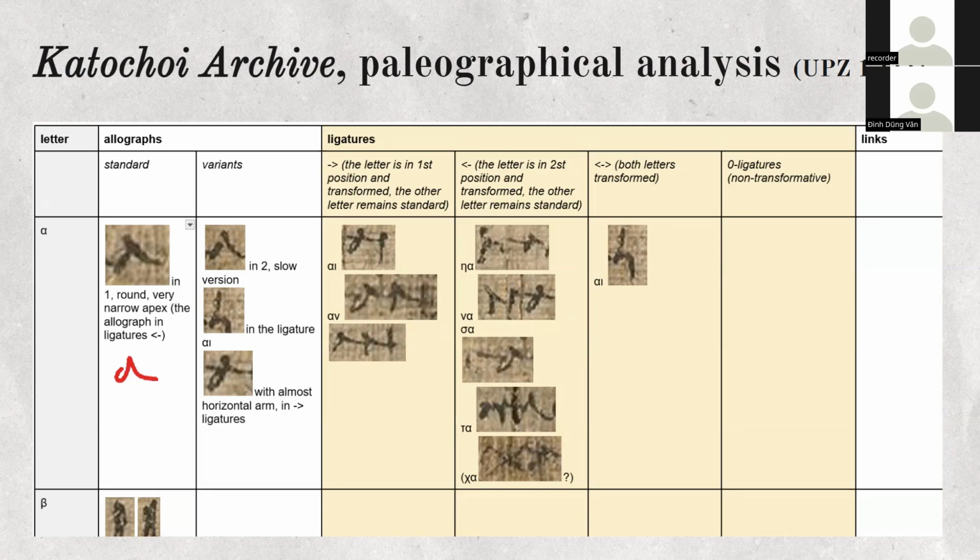And the ligatures could also be subclassified in 4 categories: ligatures to the right, ligatures to the left, ligatures on both sides, and 0 ligatures with non-transformative linking strokes. So a ligature would be a connection between 2 letters in which they share a stroke, or a movement, without lifting the pen. And a link would be, for instance, where the writer prolonged the last stroke of one letter to attach it to the next letter, but not sharing a stroke.